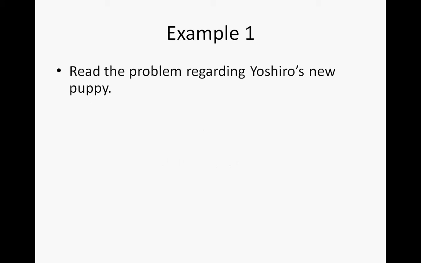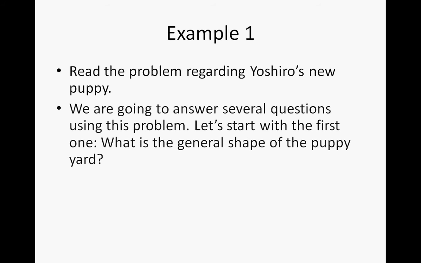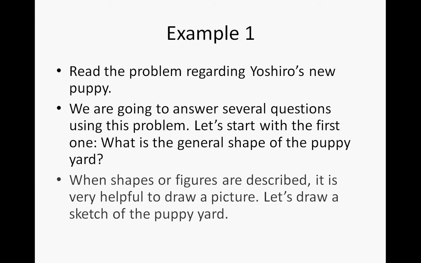On your lesson worksheet, read the problem regarding Yoshiro's new puppy. We're going to answer several questions using this problem. First of all, we're going to start with the first one. What is the general shape of the puppy yard? When shapes or figures are described, it is very helpful to draw a picture. Let's draw a sketch of the puppy yard.